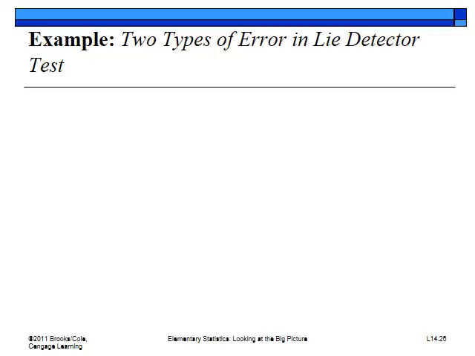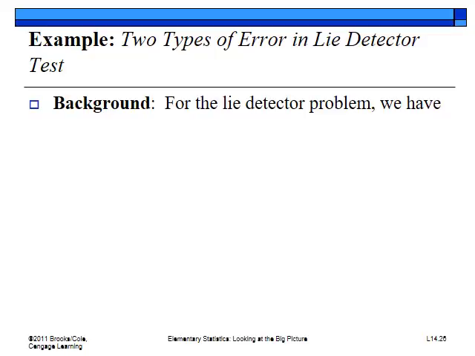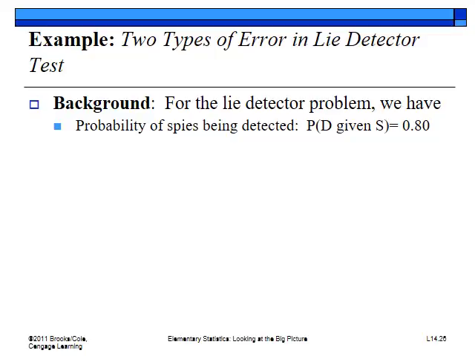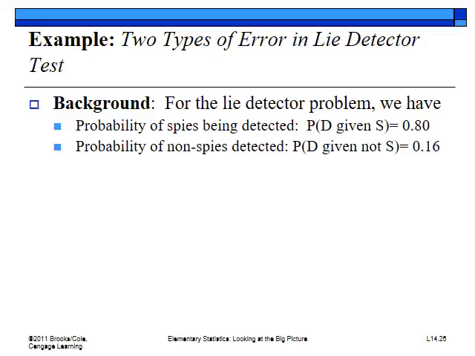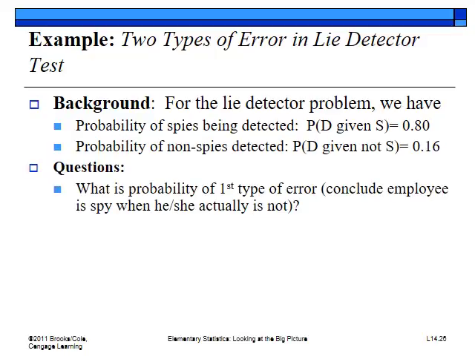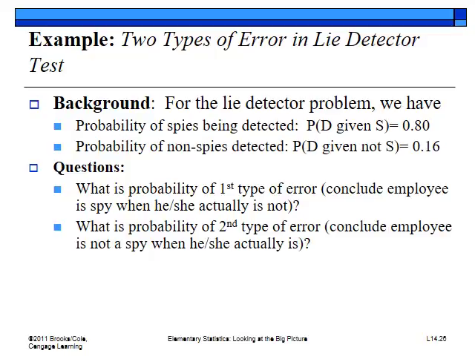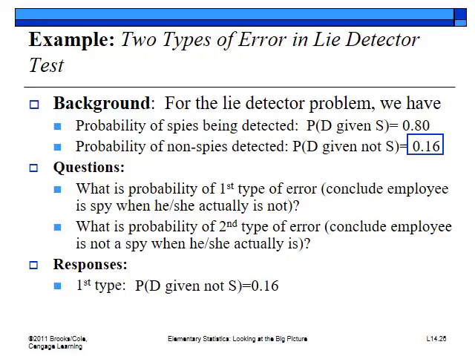Let's look more closely at those two errors. Remember, for the lie detectors, we have the probability of being detected if you're a spy is 0.8. The probability of being detected if you're not a spy is 0.16. What is the probability of a type 1 error and the probability of a type 2 error? Well, the type 1 error, it's given to us. That's the probability of being detected given that you are not a spy, so that's 0.16.